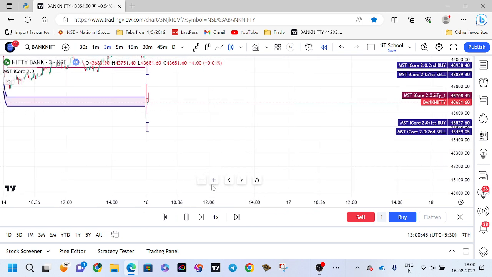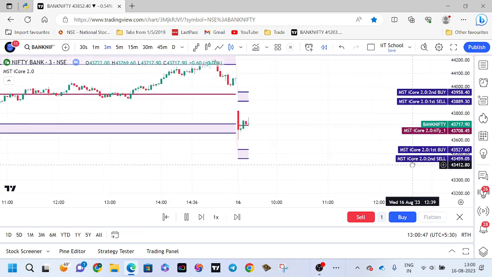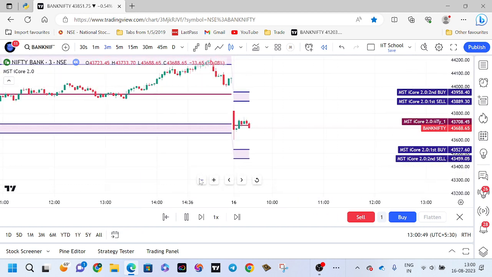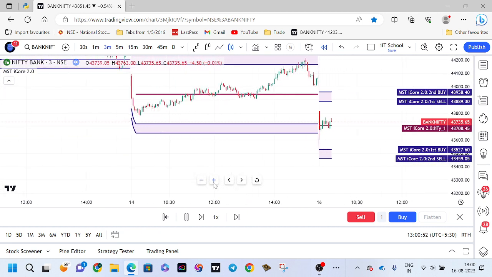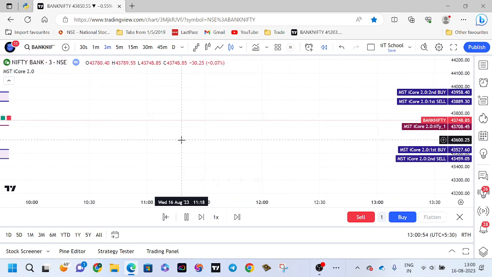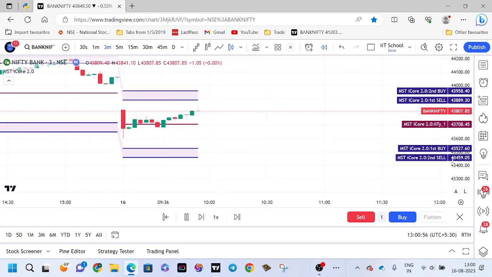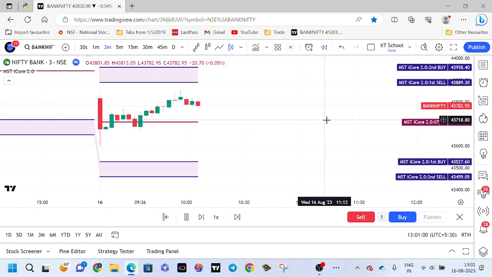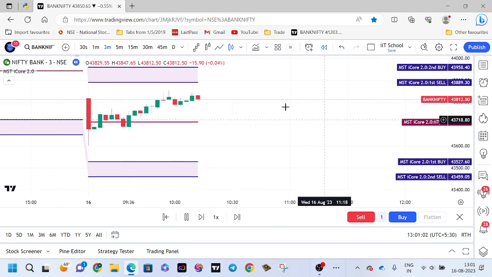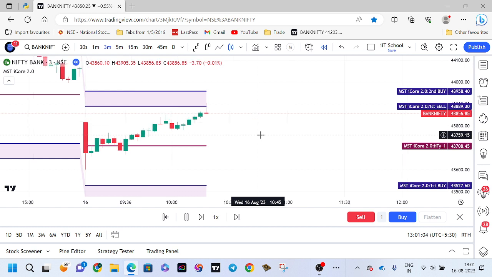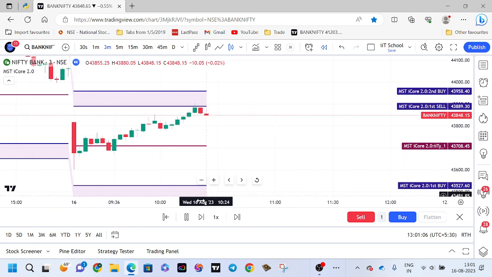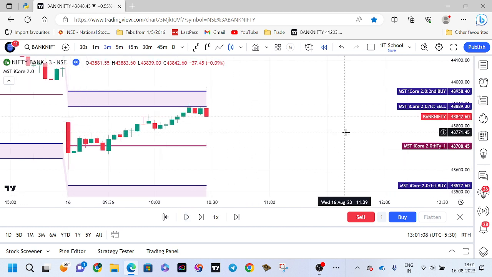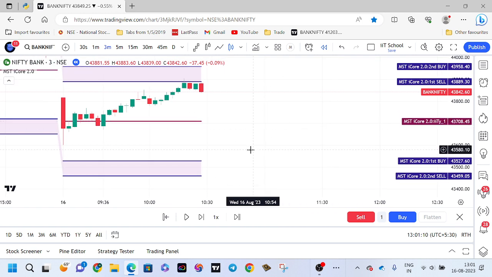Market has opened. Immediately my sell or buy zone has been formed. So I know my sell zone and my buy zone. Where is my sell zone? 43,889, and buy zone 43,527. If the market reaches 43,889, I will be buying the 43,900 put option. When the market comes down and touches 43,527, I will be buying the 43,500 call option.